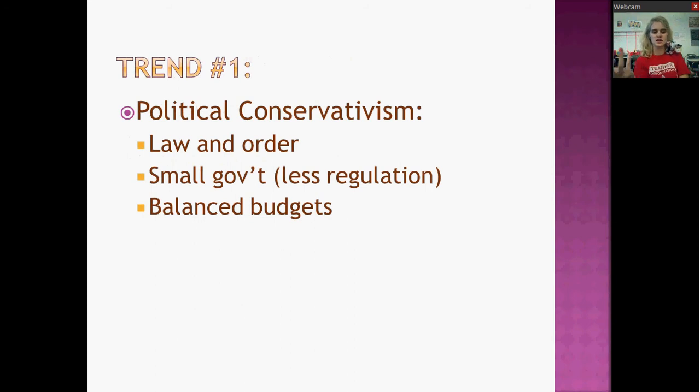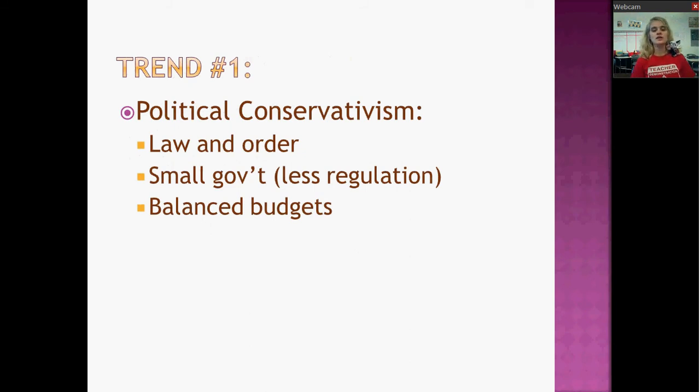So the characteristics of political conservatism really deal, like I said, with smaller government, less business regulation. They're very pro-business, but pro-business doing their own thing, right? Keeping a balanced budget, having this kind of idea of law and order. We're going to see that when we get to kind of the foreign policy stuff that they're doing. So that's kind of what we're looking at. And again, very similar to the Republican Party of today. So that's just kind of something that should be more familiar to you.